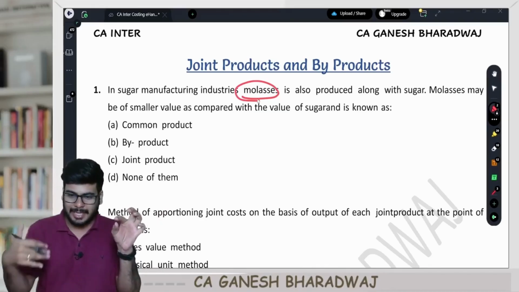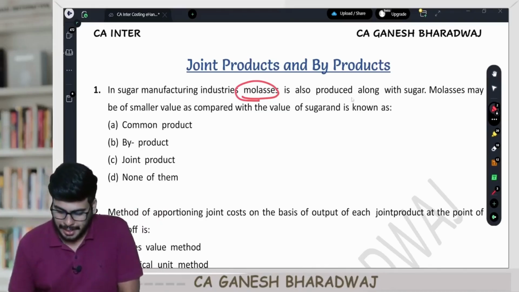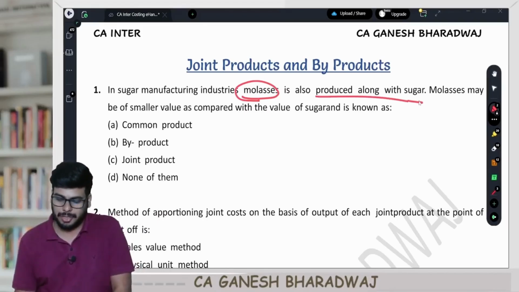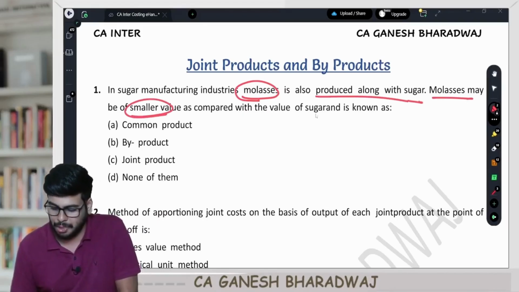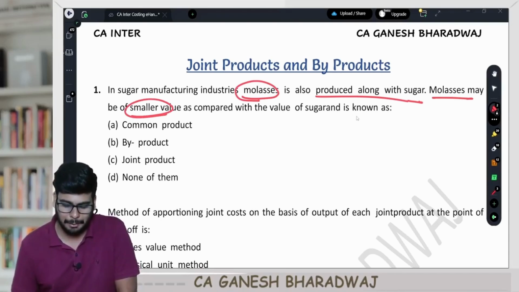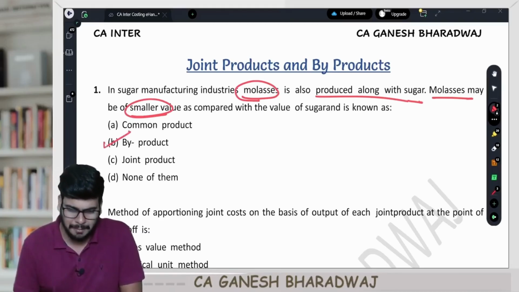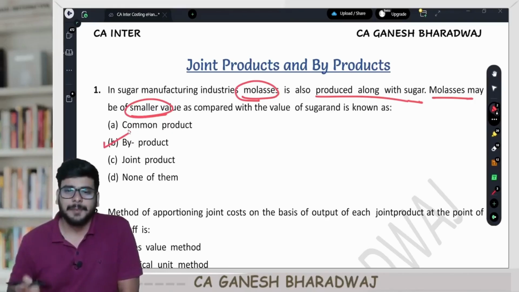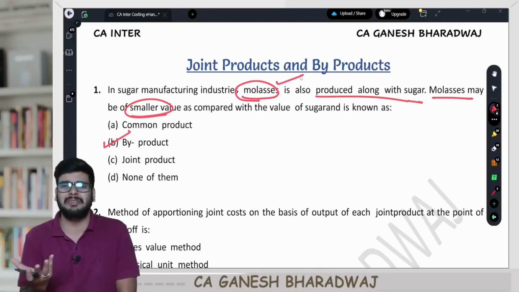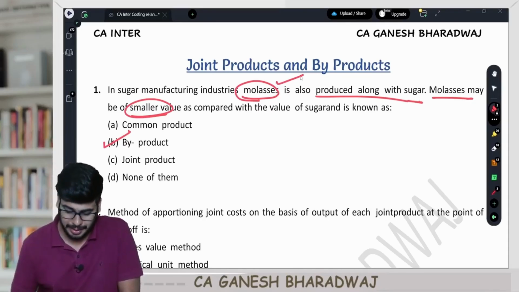Clear with this? It comes along with some molasses. It is also produced along with the sugar. Molasses may be of smaller value as compared with the value of sugar cane, and it is known as what? Molasses in this case is an example of a byproduct. As simple as that. Ancillary product. Now, am I processing sugar to get molasses? No, I want only sugar. But coincidentally, I get this, and the value might be generally smaller. Clear with this, guys? Next.